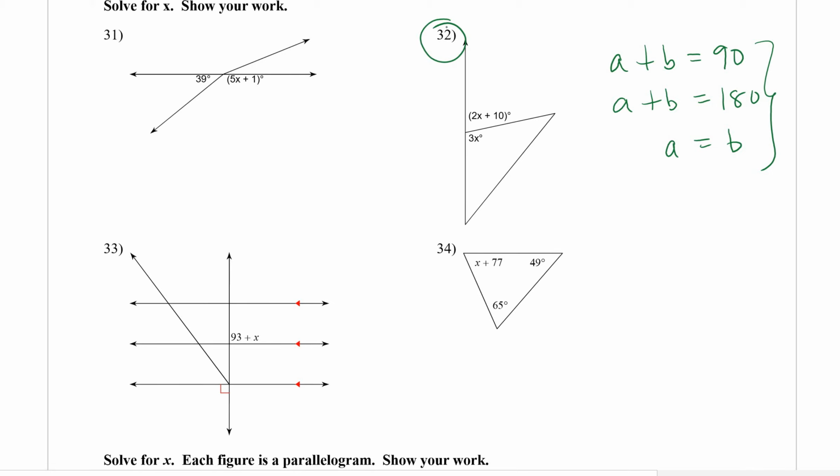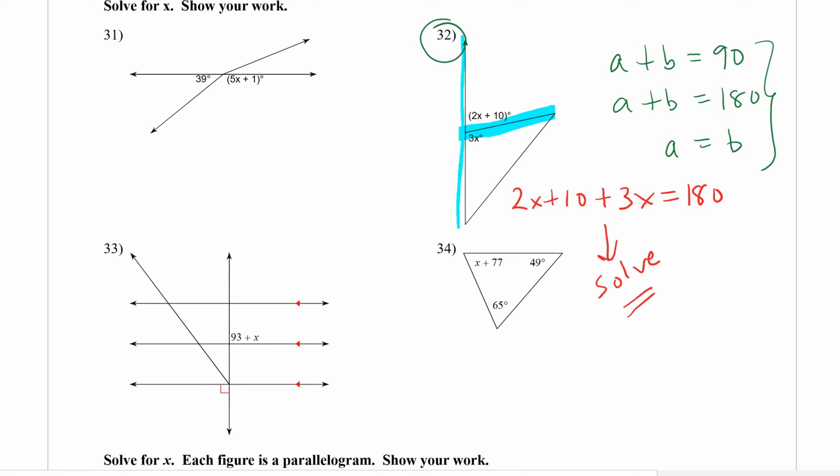So if I'm looking at problem 32, these two make a straight line. So that means they add up to 180. So then I write the equation 2x plus 10 plus 3x equals 180, and then I go ahead and solve that equation.